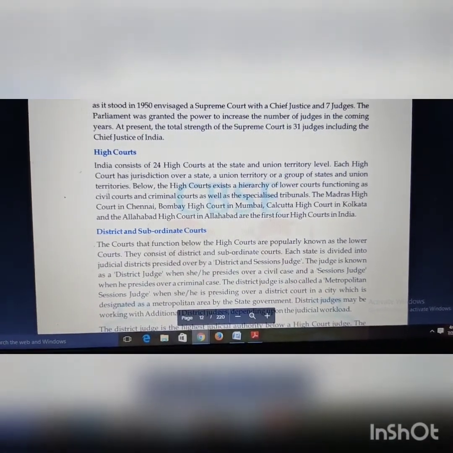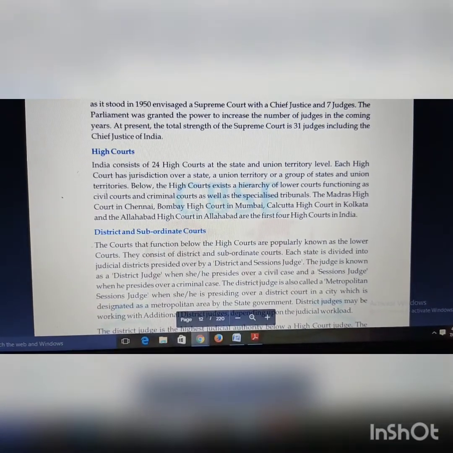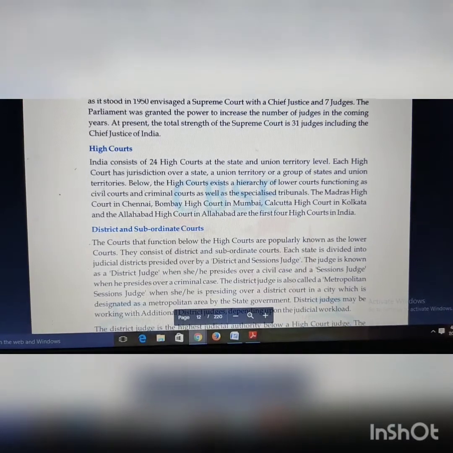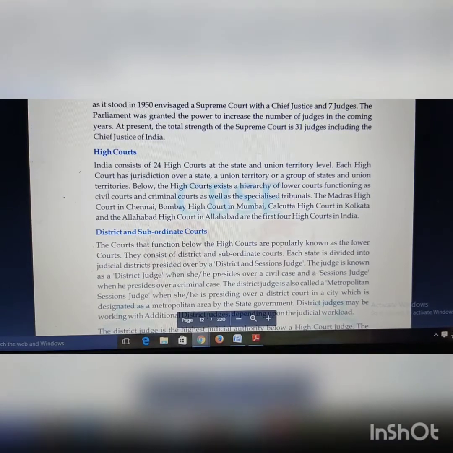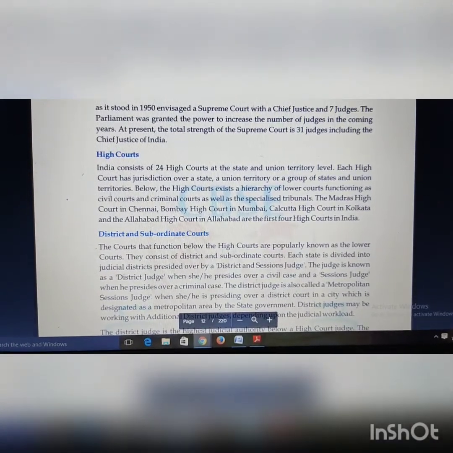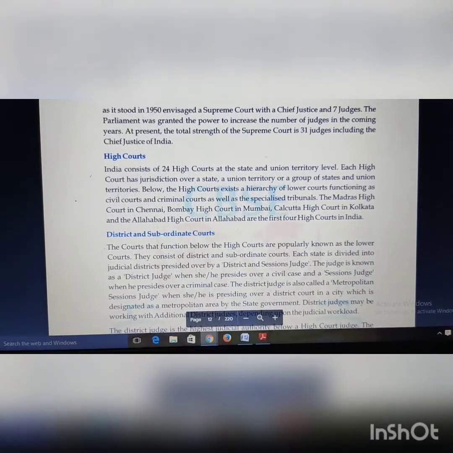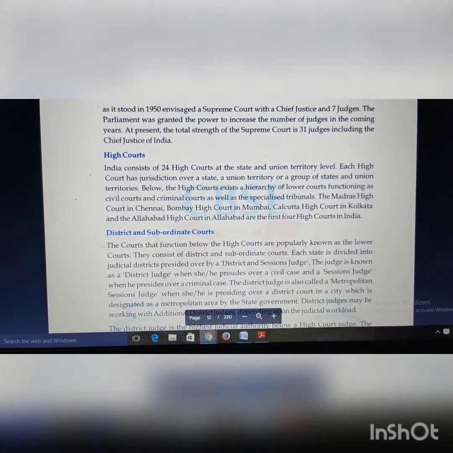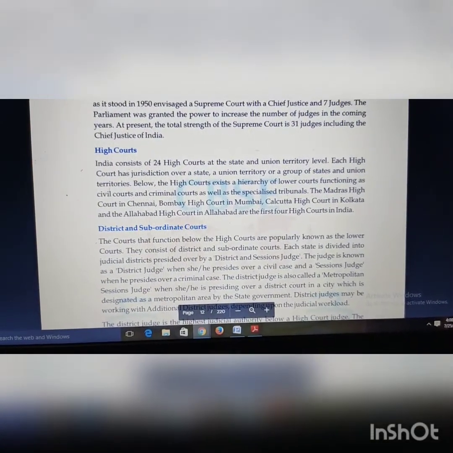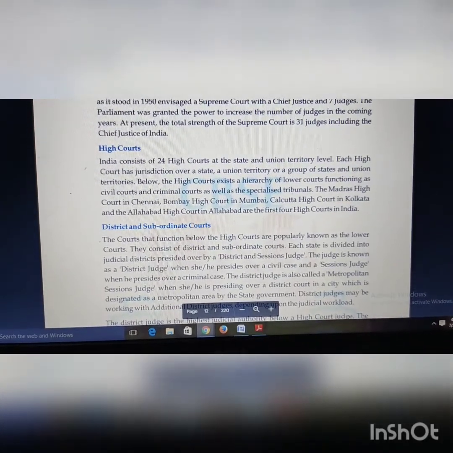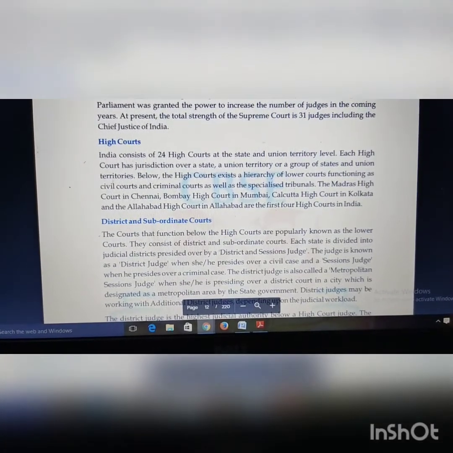Then comes the district and subordinate courts. The courts that function below the high courts are popularly known as lower courts. They consist of district and subordinate courts. Each state is divided into judicial districts presided over by a district and sessions judge. The judge is known as a district judge when he or she presides over a civil case, and a sessions judge when he presides over a criminal case.